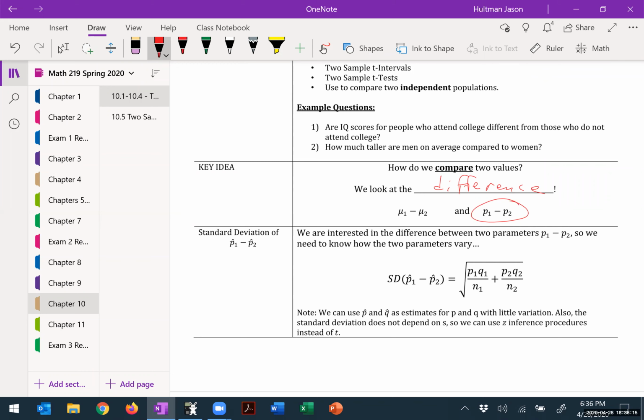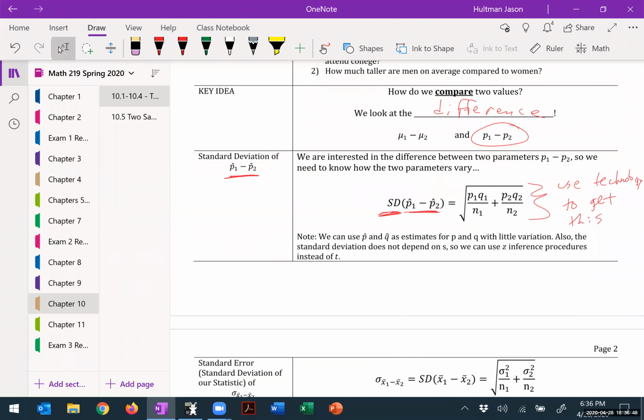Okay, how do we find the standard deviation of the difference? Well, here's the formula for standard deviation. You by no means need to memorize this. We're going to use technology to get this. Just be aware that it exists. You don't need to memorize it. We're going to use technology to get that. That's the standard deviation of the difference.